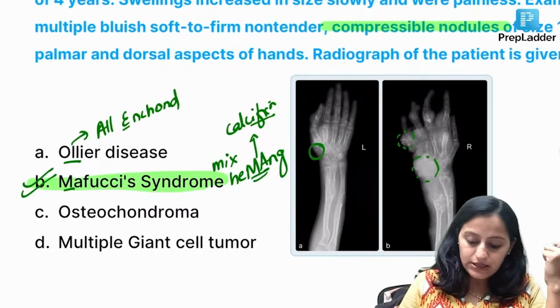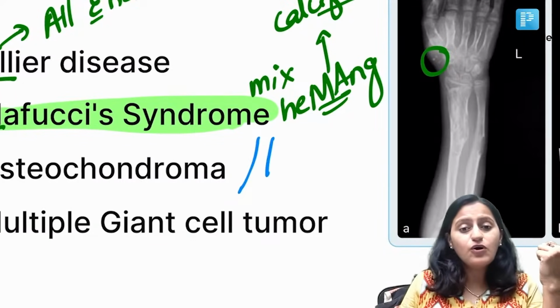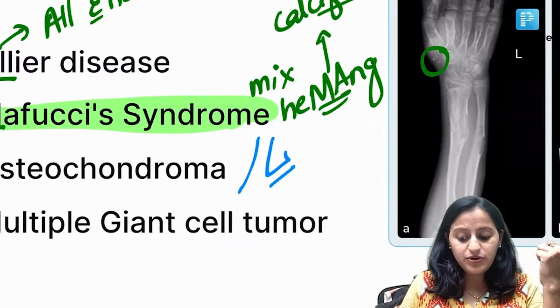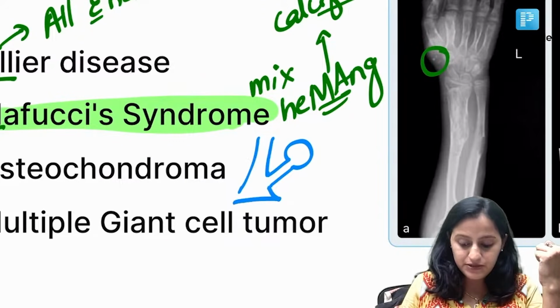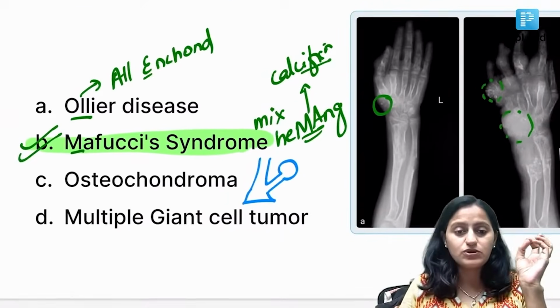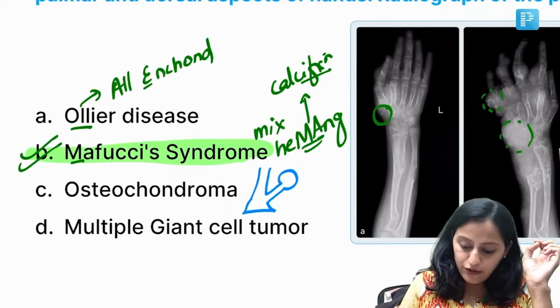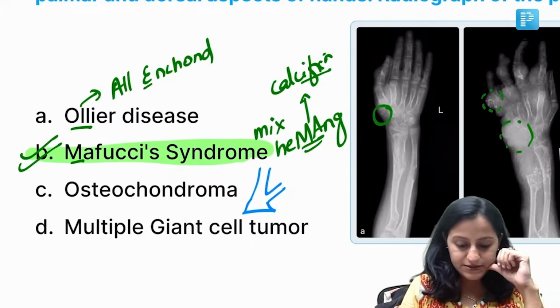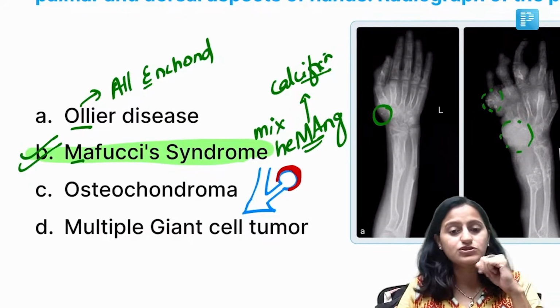And how do osteochondromas appear? Osteochondroma grows away from the joint. It is this mushroom shaped tumor that you have, that is osteochondroma. Remember the chondro part, the cartilage part: it has the cartilage cap which is present. Okay, cartilage cap is present in osteochondroma.